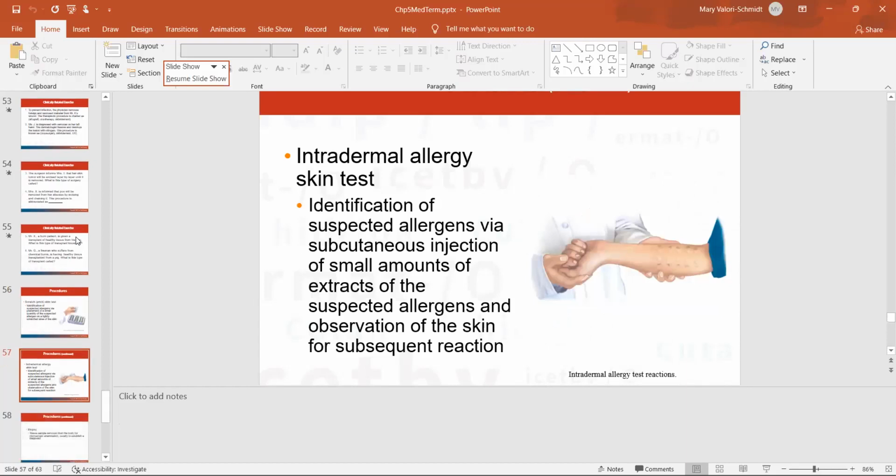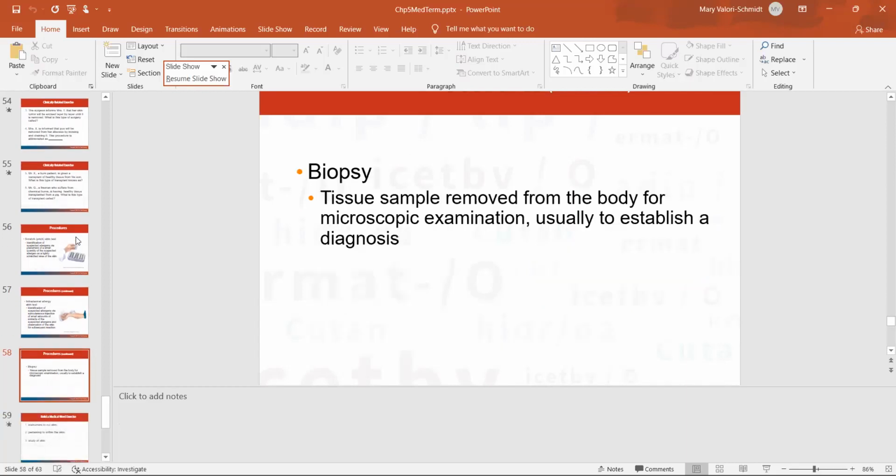We look for erythema, irritation, just like this picture. Sometimes they'll do them on the inner aspect of the forearm. When we see the redness or irritation, we know that's something you're allergic to. Intradermal is when we take a needle at an angle of about 10 to 15 degrees and inject that allergen just into the layer of the skin. A tiny amount, and we wait, observe, and look for a reaction. That's how we can figure out what you're allergic to.